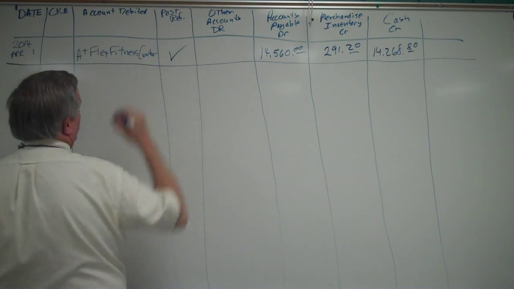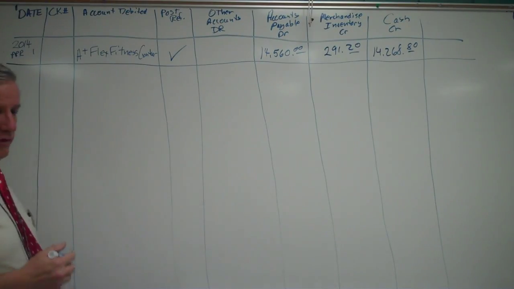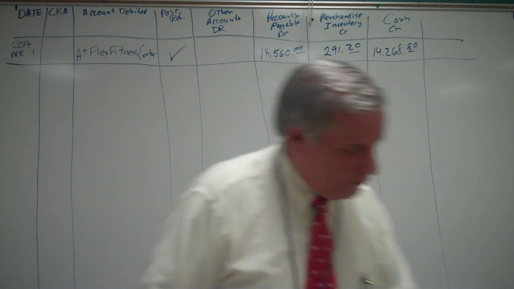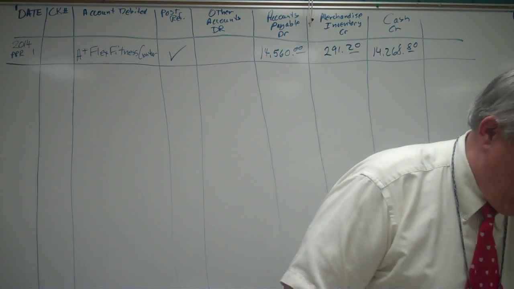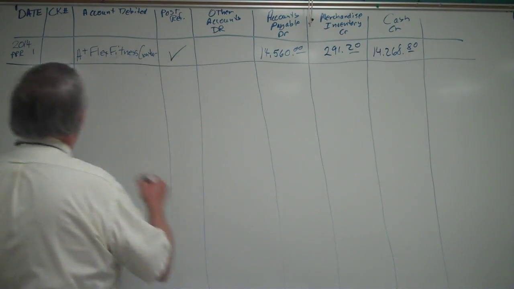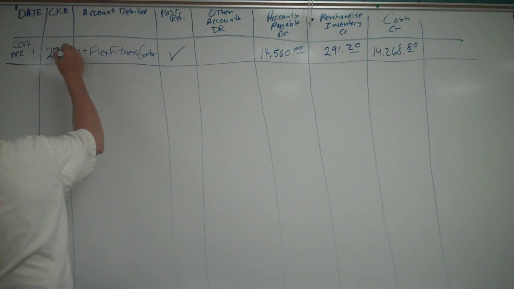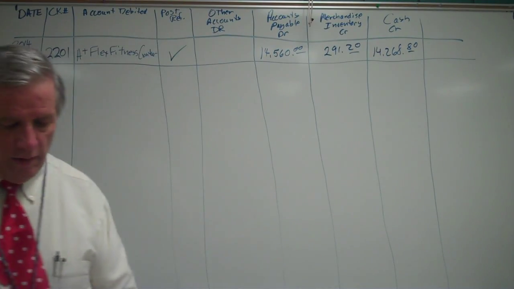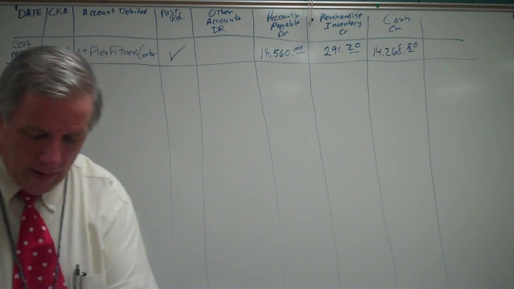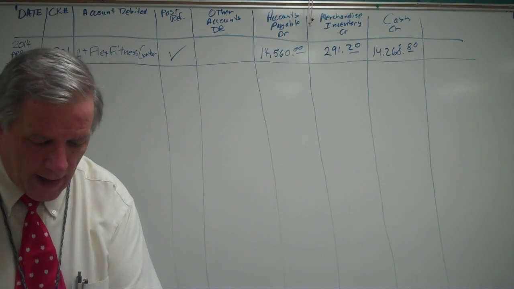I'll put my posting reference as a check, and the check number. I have to record the check number over here. The check number is going to be 2201, if I remember correctly. 2201, that's correct. That's the first check. We've done our first entry there. Okay, you'll go on again to Form 5.